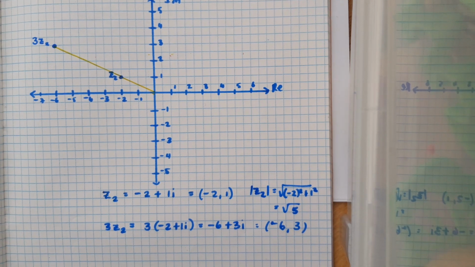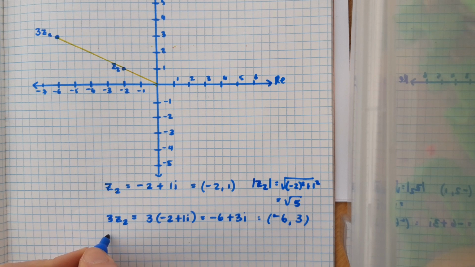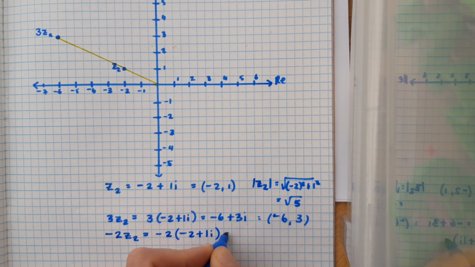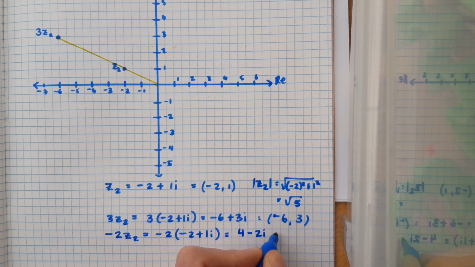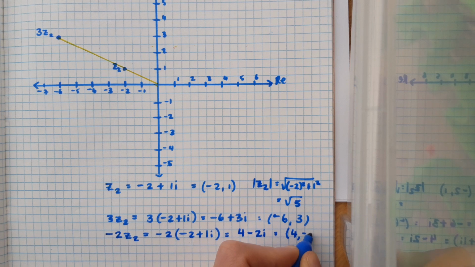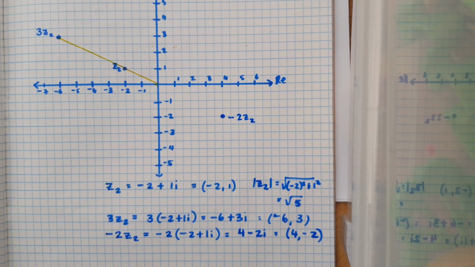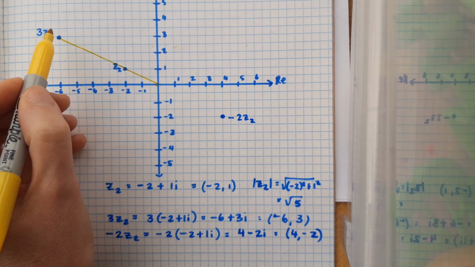Okay, so let's see what would happen now if I had minus 2z2. So in this case, that would be minus 2 times minus 2 plus 1i. And that would work out as 4 minus 2i, which is the point 4, minus 2. So I'm going to plot that on my Argand diagram. And you can see this time that I am now in a different quadrant.